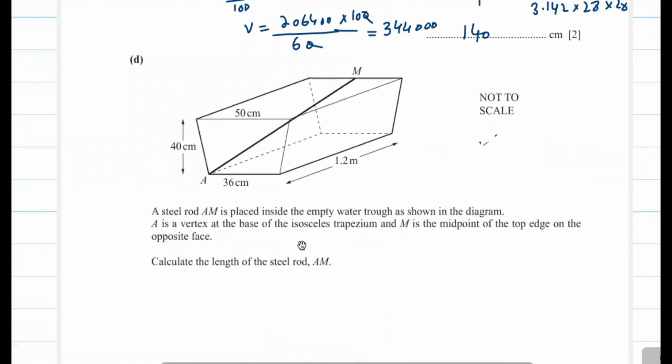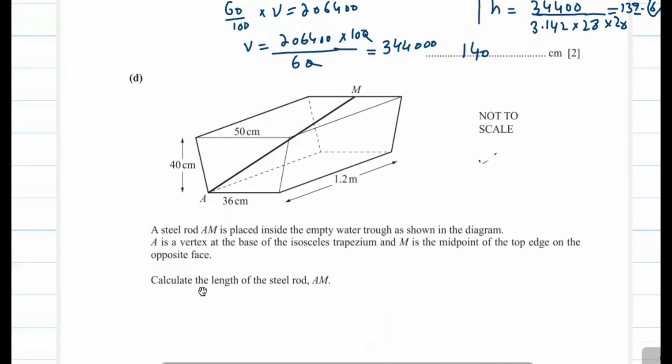You can see here a steel rod AM is placed inside the empty water trough, as shown in the diagram. A is the vertex of the base, an isosceles trapezium, and M is the midpoint of the top edge on the opposite face. Calculate the length of the steel rod. This is the length of the steel rod AM, and this is the midpoint.